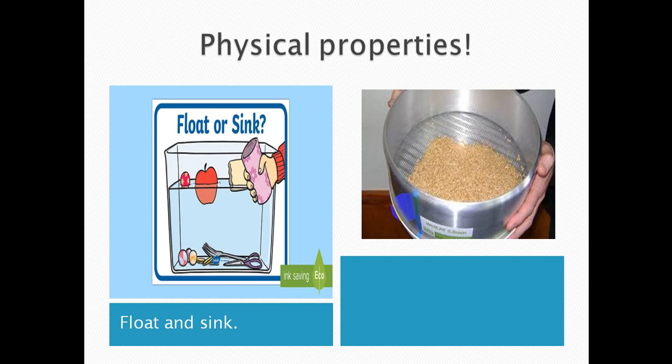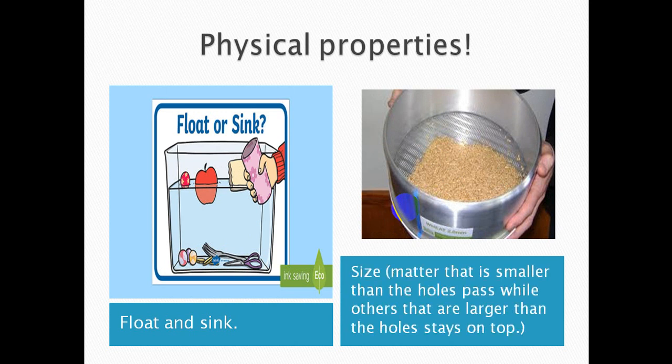Another physical property. Here we used the size property. Matter which is small will pass through the holes, but what about the large ones? The big ones will stay up on the top. So the size property here helps us separate this mixture. Why? Because the small parts will pass and get down from these holes, and the other ones which are large will stay up.